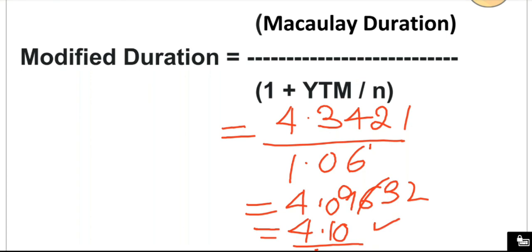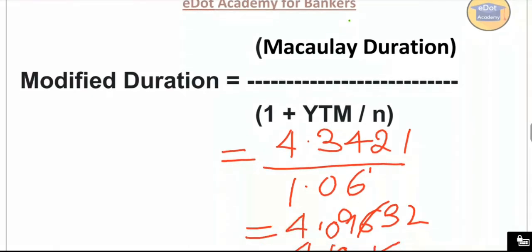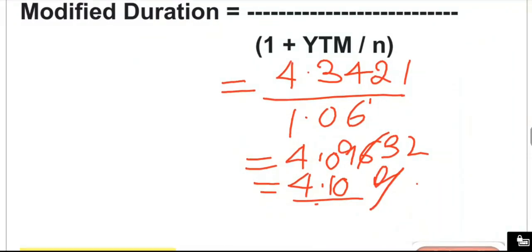Now, this is not a year. Keep in mind, modified duration is not a year, whereas the Macaulay duration was in years. It is the percentage change in the price of the bond with every percent change in the yield. And this can be positive or negative. If yield is increasing by 1%, the price of the bond will go down by 4.10%. If yield is decreasing by 1%, the value of the bond will increase by 4.10%.